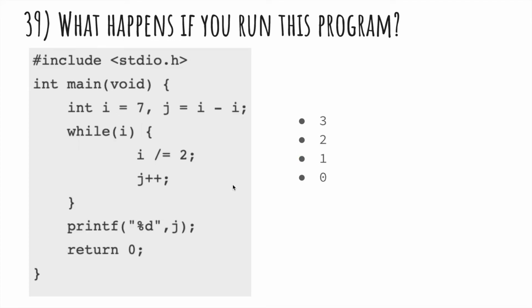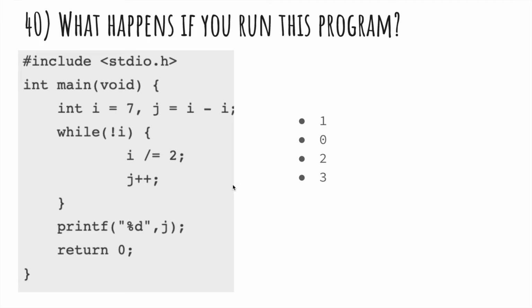How about in this program? i is 7, j is equal to i minus i, which is 0. So while i, we're going to divide i by 2. And since i is an integer, 7 divided by 2 has to be a whole number, so it's going to be 3. We're going to add 1 to j. j is now 1. 3 is still true. 3 divided by 2 must be an integer, so we'll get 1 for i and add 1 to j. j is now 2. And then i is still 1. 1 divided by 2 is 0. Add 1 to j. j is 3. While 0, that's false, so it breaks out and prints j as 3, and that's your answer.